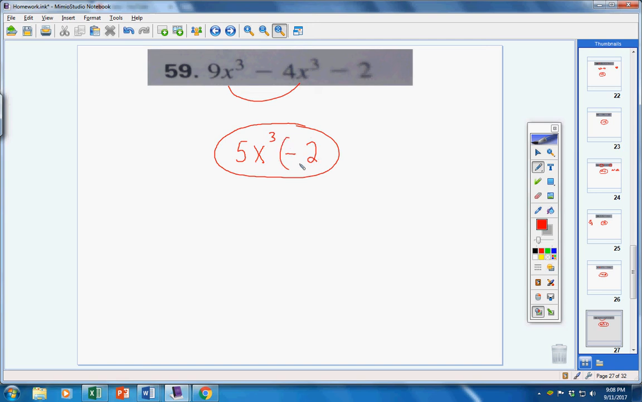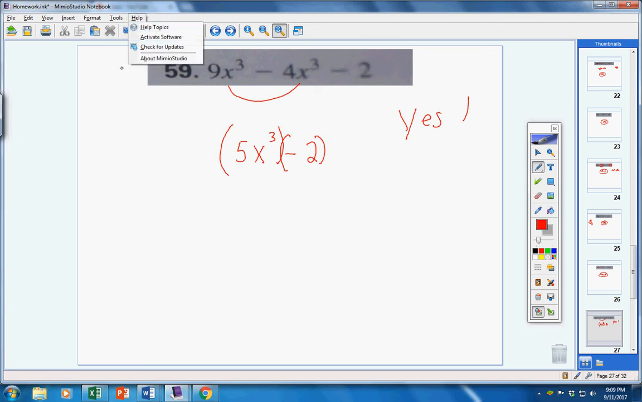Now, if they were multiplying like this, could you continue on? Yes, because you can multiply unlike terms. So a positive times a negative is negative. 5x cubed times 2 would be 10x cubed. Yes. If they were multiplying, you could continue on, but they're not multiplying. Okay?